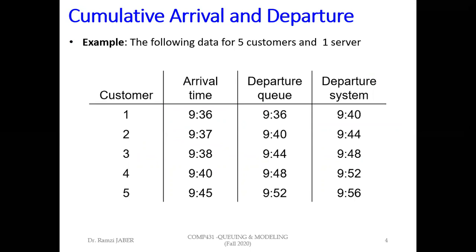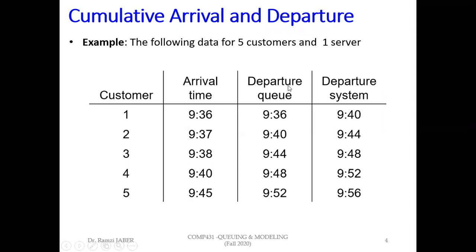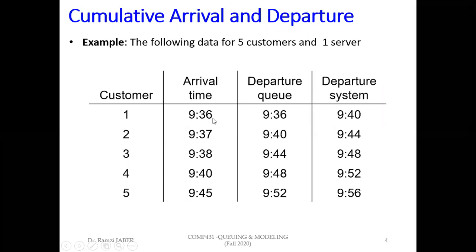If we have cumulative arrival and departure, say five customers who arrive at different times and depart from the system at different times. We have for this example five customers and one server. So this is arrival time, departure from queue, and departure from the system. As you can see, customer one arrived at 9:36 and departed from the queue at 9:36. So no waiting here. There's no queuing for customer one. Whereas customer two arrived after 1 minute and will be held waiting in the queue around 3 minutes, because waiting for customer one to finish. We have one server here.